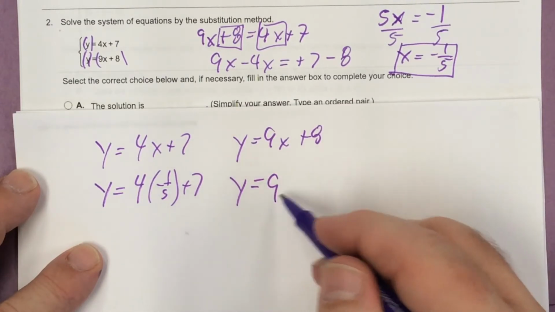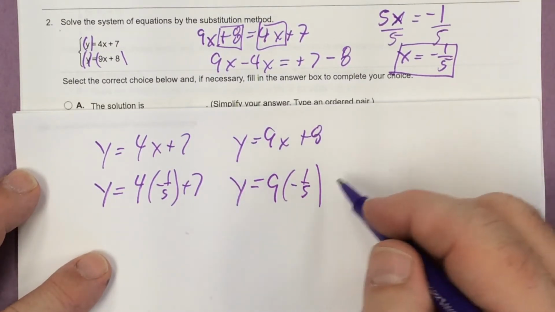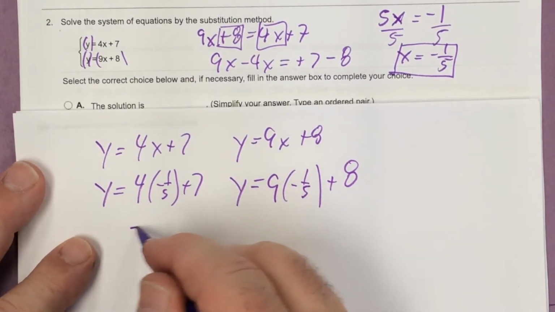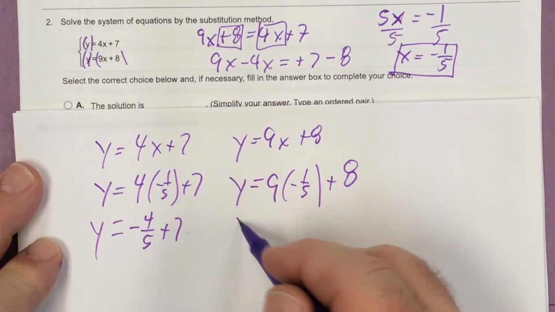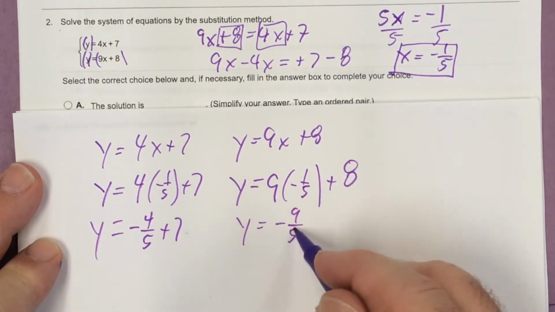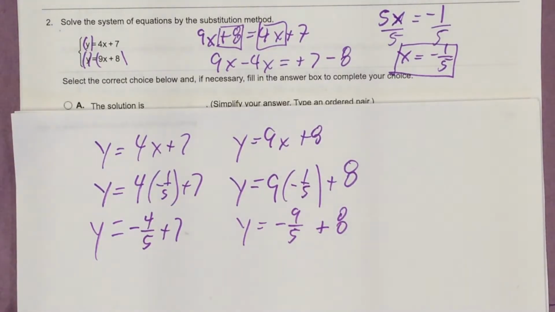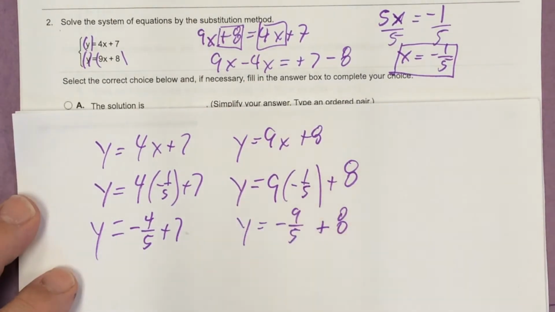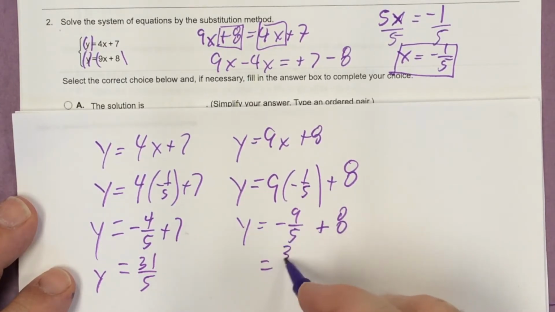Then this is going to be 9 times negative 1/5. And I'm beginning to have confidence in my work here now. I think I've done this correctly. I'm going to add 8 to that. So if I multiply this together, that's going to be negative 4/5 plus 7 here for y. Over here, I'm going to have negative 9 over 5 plus 8. Okay, and this is going to work out. This will be like 35 over 5 minus 4. That'll be equal then to 31 over 5. This will be like 40 over 5 minus 10 over 5. This will be 31 over 5.